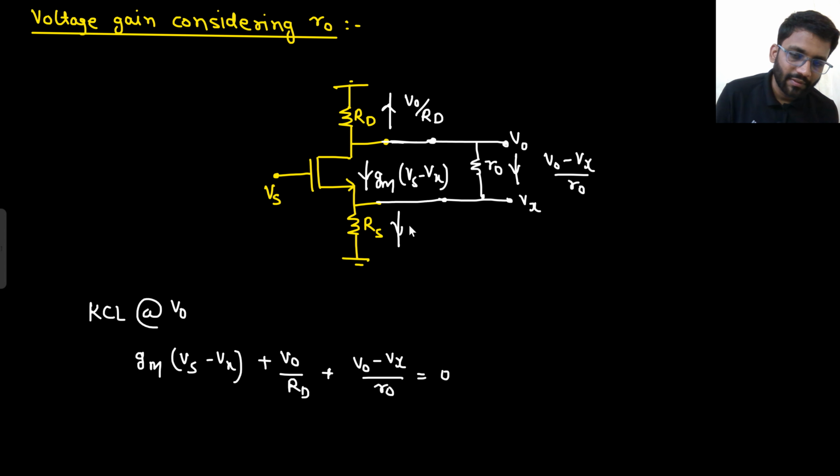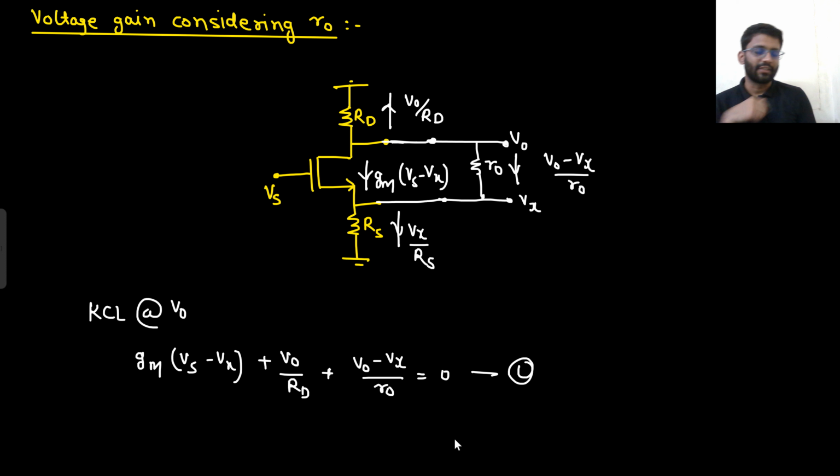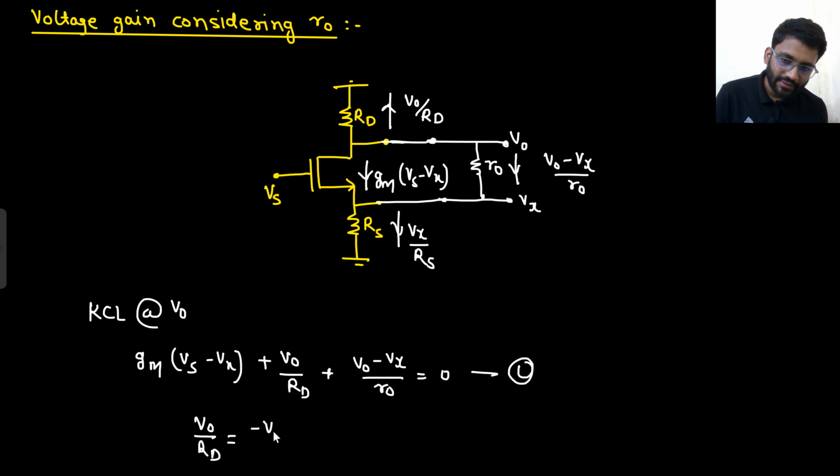What is the current here? VX by RS. This is the first equation. What will be the second equation? Tell me one thing. V0 by RD is equal to minus VX by RS. Are you agreeing to this point? What I am saying is, V0 by RD is equal to minus VX by RS.